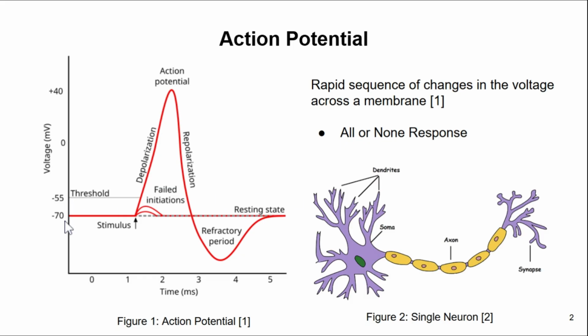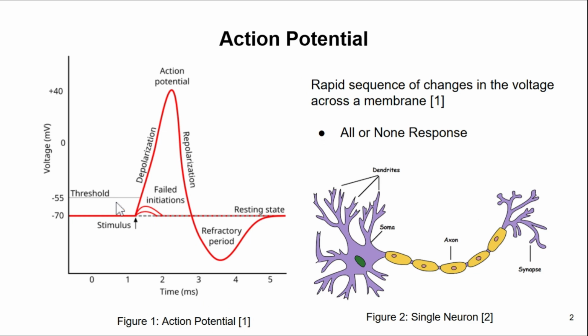If the stimulus has a magnitude greater than the threshold value, the neuron will get into a phase of depolarization. The voltage difference across the membrane will rise, attain maximum, then it will go into repolarization, followed by a refractory period, and it will again come back to a resting state. So this is an all or none type of response.